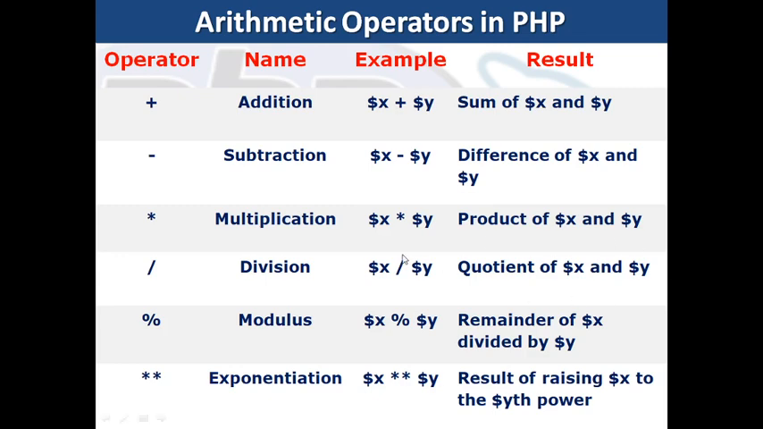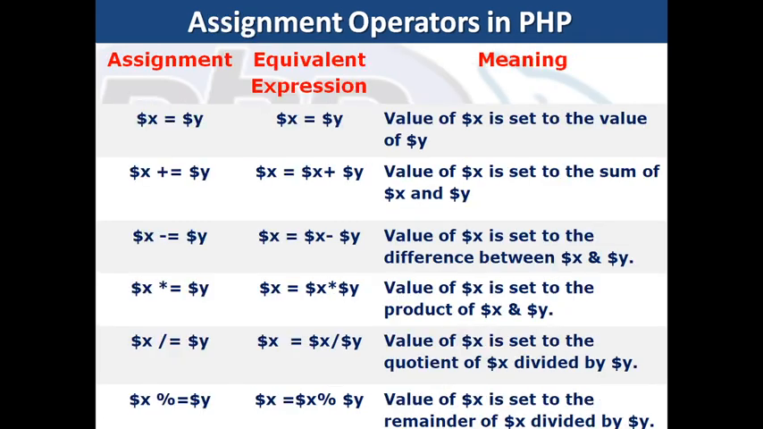Arithmetic operators in PHP. Addition is represented as plus. Subtraction is represented as minus. Multiplication is represented as star. Division is represented as forward slash. Modulus is represented as percentage. And exponentiation is represented as double star. We all know how it works. It is simple mathematics, so we can leave it. We will go to the next operators.